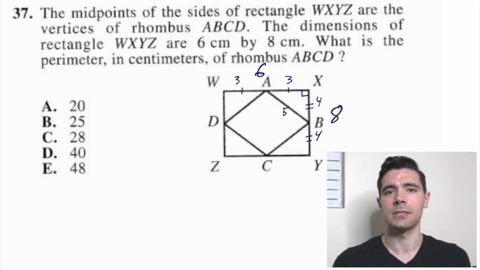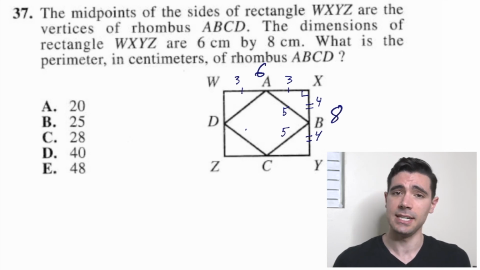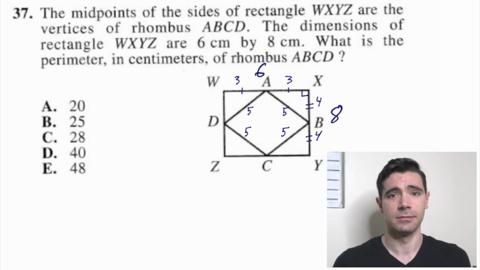Well, what is a rhombus? A rhombus is a quadrilateral where all 4 sides are congruent. So if AB is 5, then BC is 5, and CD is 5, and DA is 5. What's the perimeter of that shape? Well, it's 5 times 4, so 20.